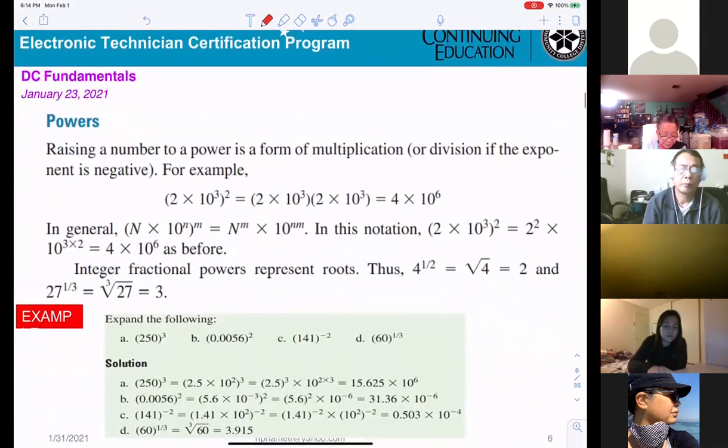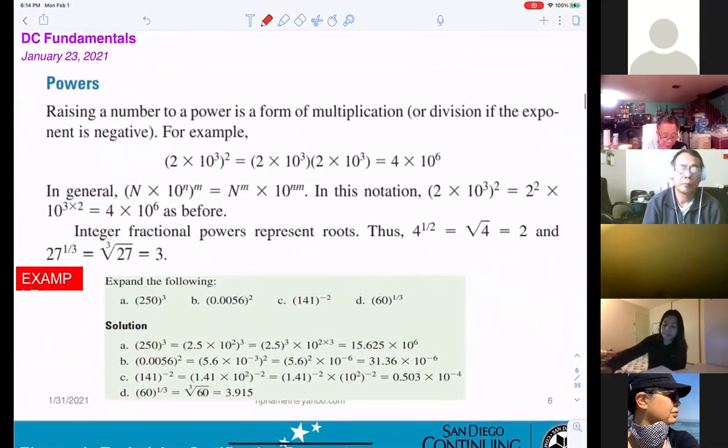Now, power. Raising a number to a power is a form of multiplication, or division if the exponent is negative. For example, if you get 2 times 10 power of 3, all to the power of 2, the first thing is to take 2 to the power of 2, which means 4. Then 10 power of 3 to the power of 2 means you take 2 times 3, you get power of 6.